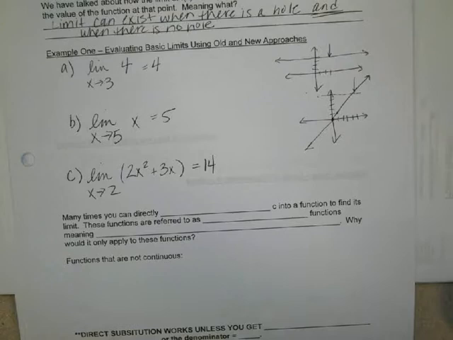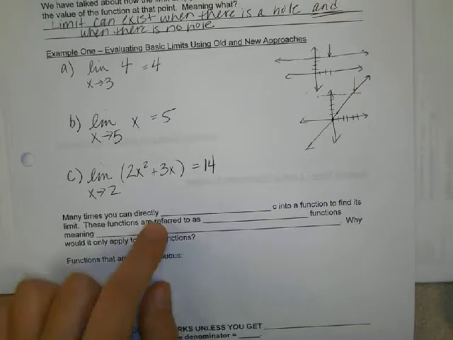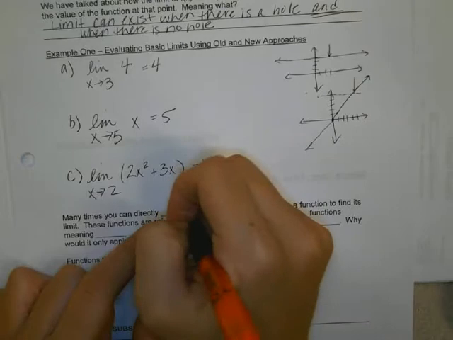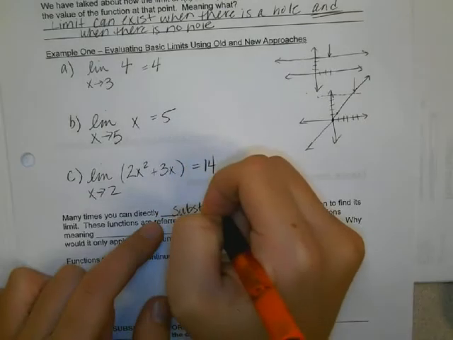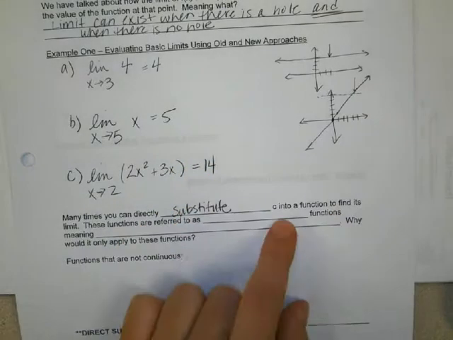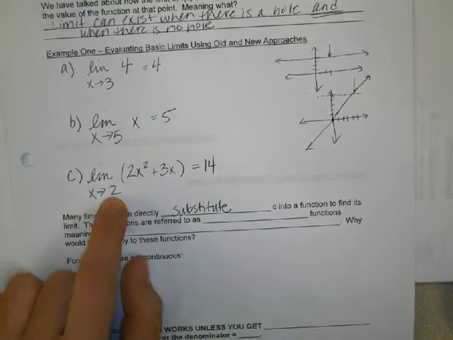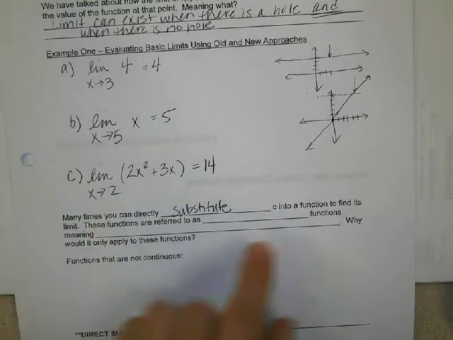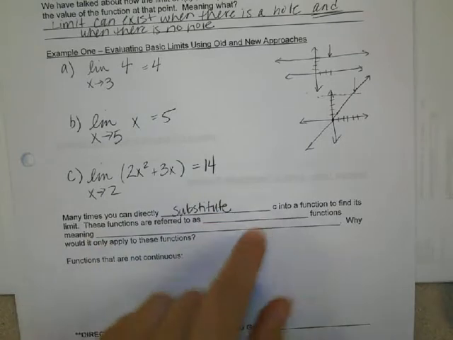Now we've talked about the fact that with graphing and tables, those are estimations for limits. It's not perfect. And there are algebraic ways to find limits. We're actually going to start discussing them today. Many times you can directly substitute C. So this is your C value, that focal x value that your limit is focusing around. Sometimes you can directly substitute it into a function to find its limit.